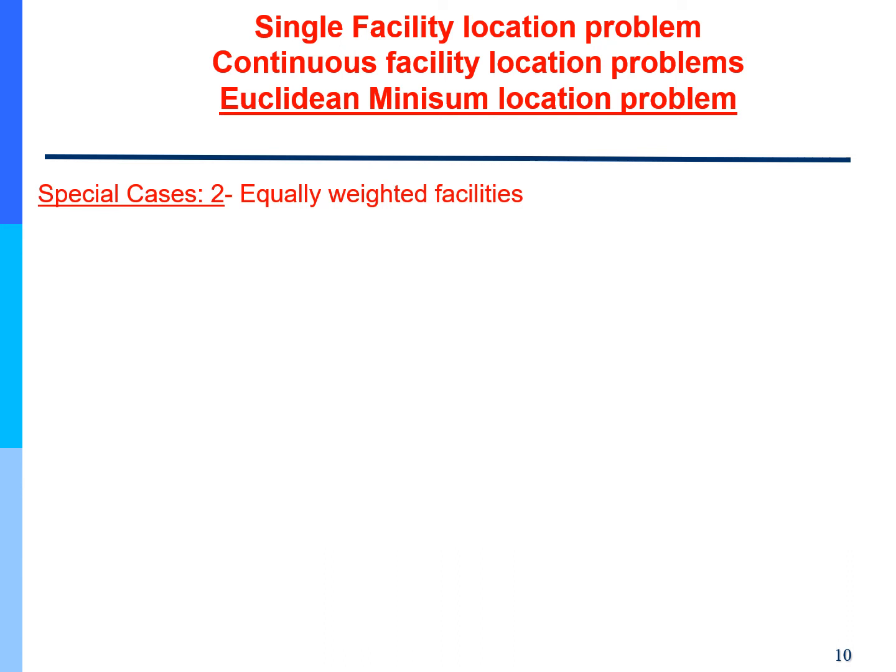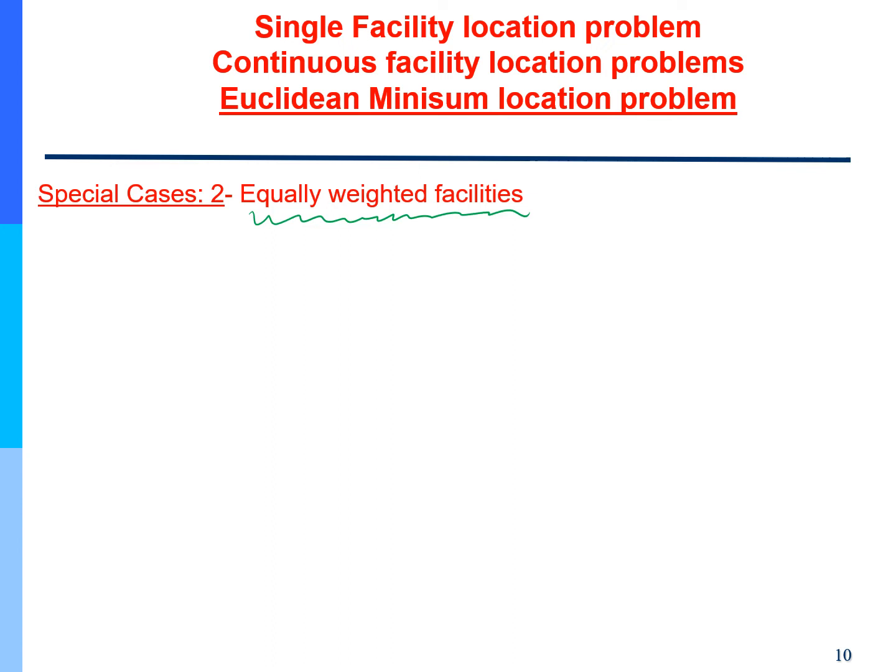Let's consider the second special case. We are still considering Euclidean distances, but all existing facilities have equal weights. I'm not saying all of them are 1, I'm not saying all of them are 2. I'm saying that all of them are equal. So how can we find this optimal solution?